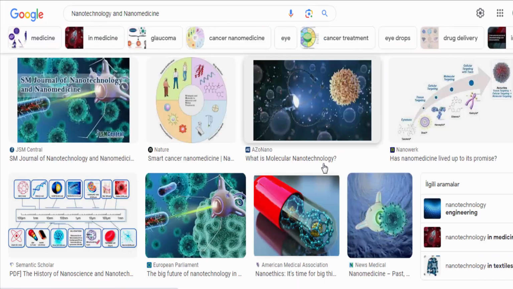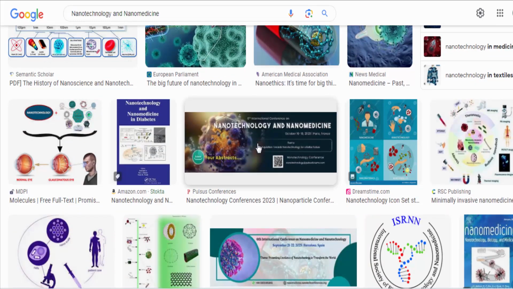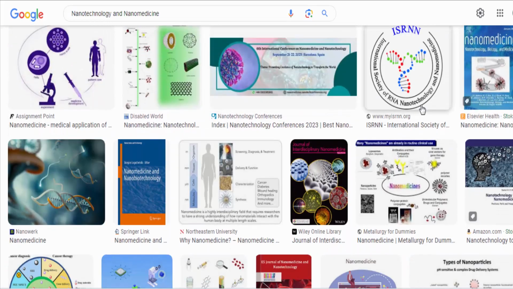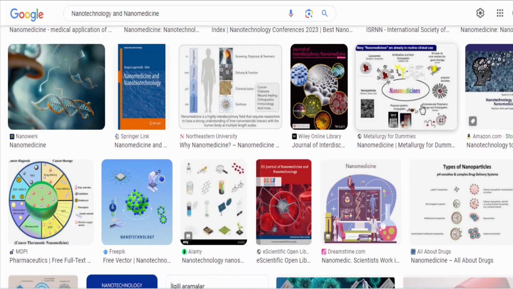Diagnostics. Nanotechnology-based tools and devices can be used for sensitive and rapid disease detection. Nanosensors and nanoprobes can detect biomarkers or specific molecules associated with diseases, enabling early diagnosis and personalized medicine.